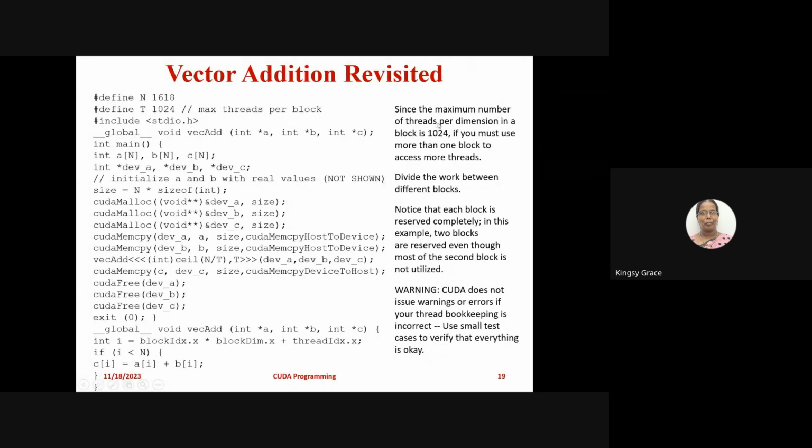Here the maximum number of threads per dimension in a block is 1024. So you can use more than one block. Why you are using more than one block is, you can divide the work between different blocks. Okay, so see here.